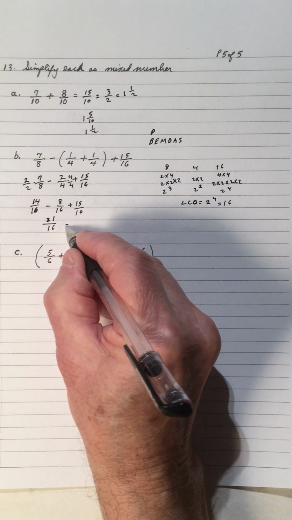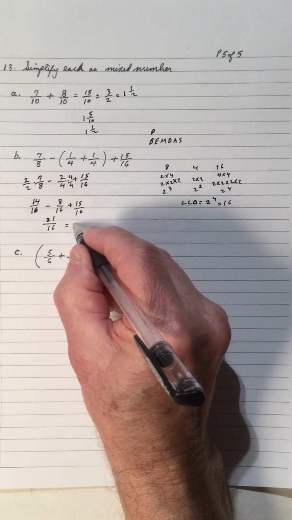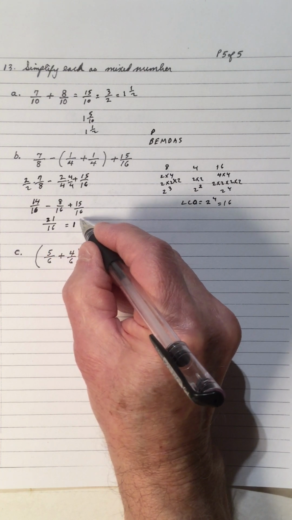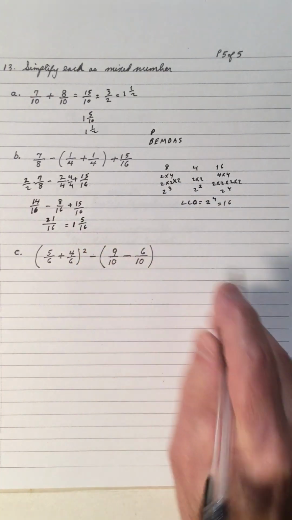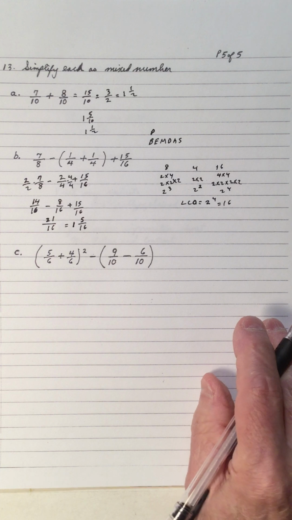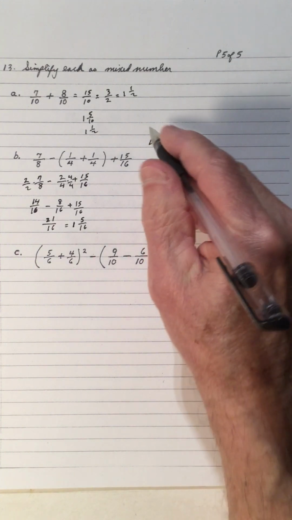And we want it as a mixed number. So 16 into 21 goes once, and there's 5 left over. So 1 and 5 over 16. So always remember the order of operations no matter what you're doing in math. PEMDAS, BEDMAS.